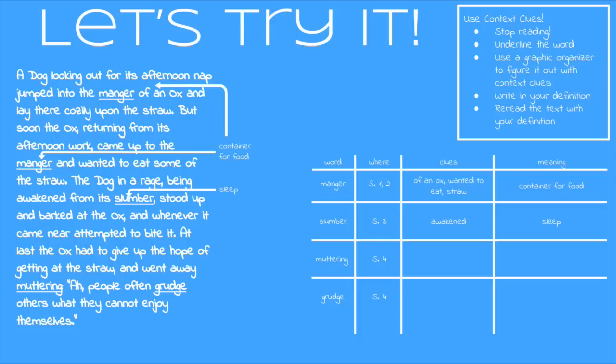Now I'm ready to look at that last sentence. At last the ox had to give up the hope of getting at the straw and went away muttering. I'm going to stop here. Muttering's a little tricky because there aren't a lot of clues. I know that he went away muttering, so I'm going to write down went away. And then I also noticed something right after the word muttering.